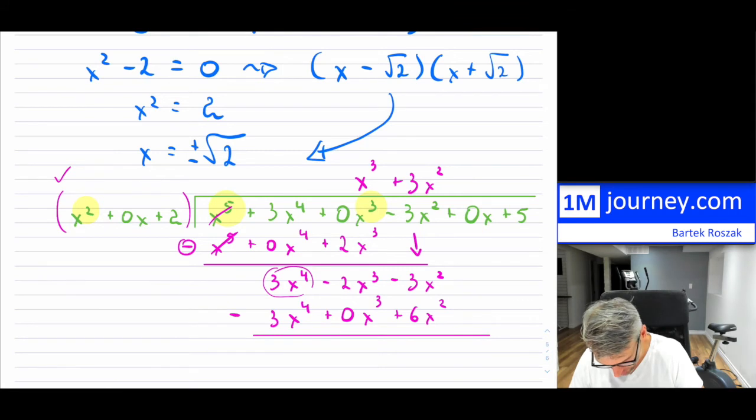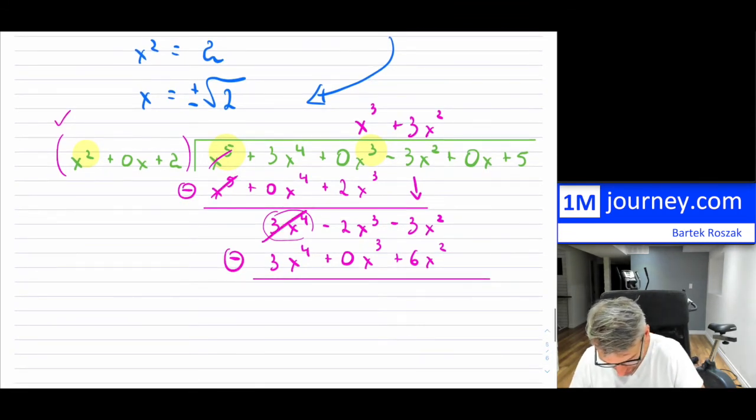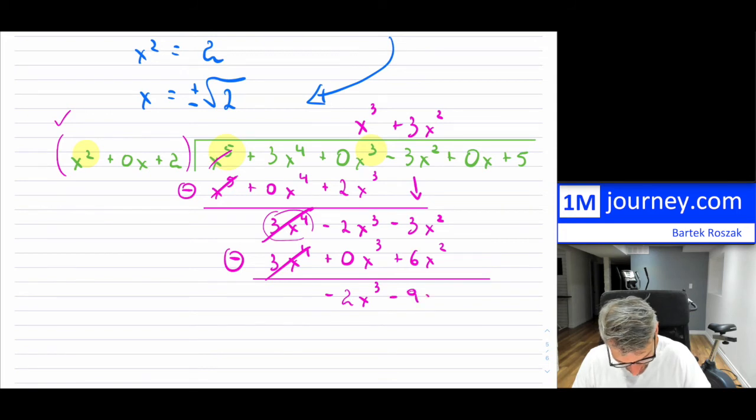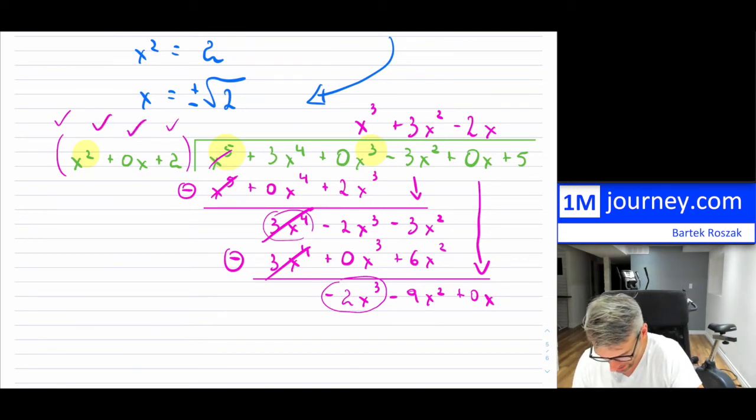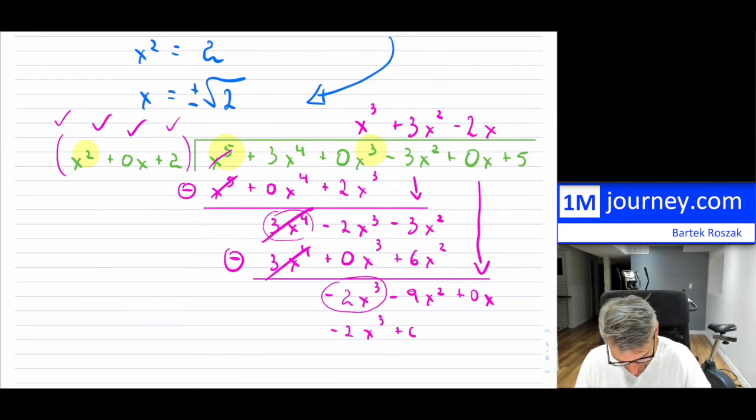Long division is annoying, but it certainly is possible. Okay, that's gone. It's going to just leave me negative 2x cubed. This is going to leave me negative 9x squared. I can bring this down, plus 0x. And now again, getting rid of this, that's going to be negative 2x. And I'm multiplying it by all of that. It's going to be negative 2x cubed plus 0x squared minus 4x.